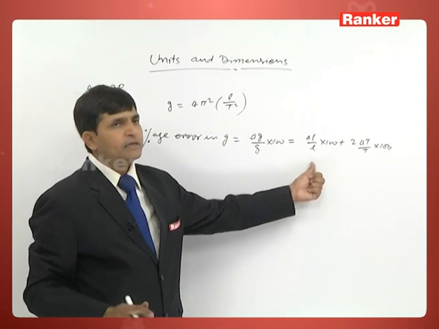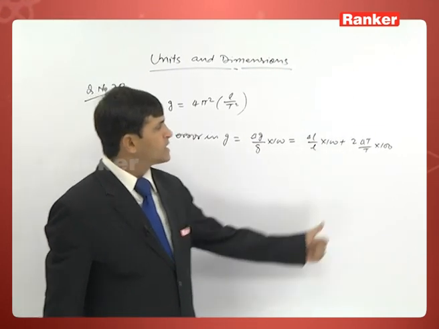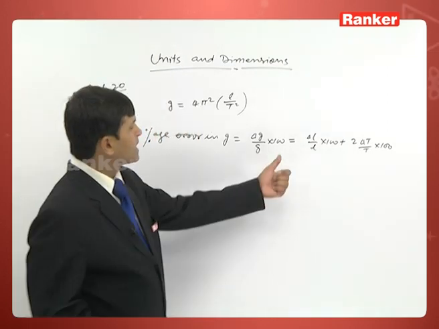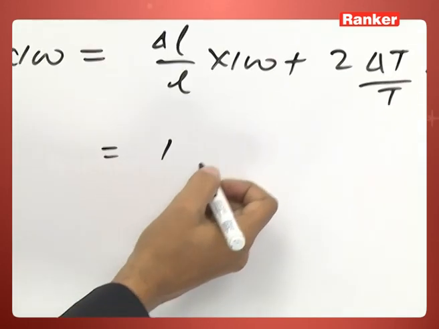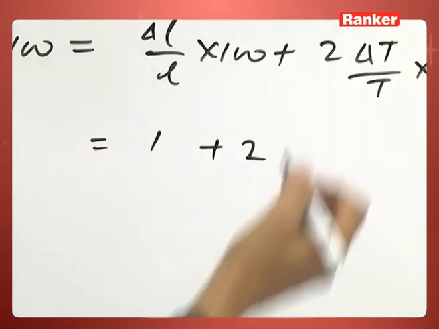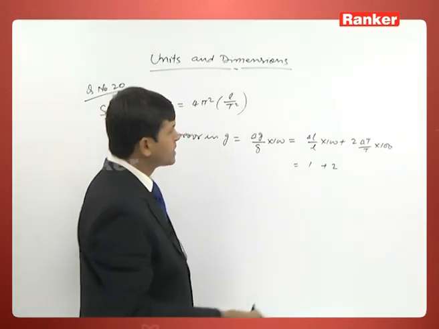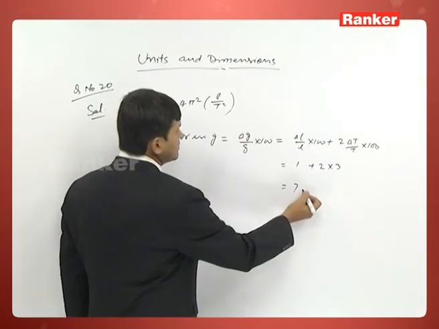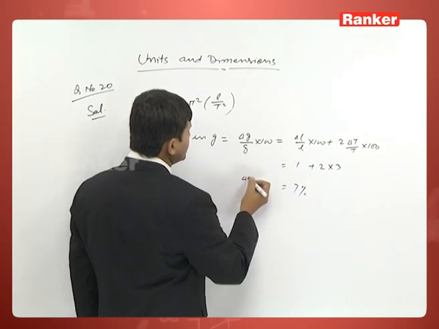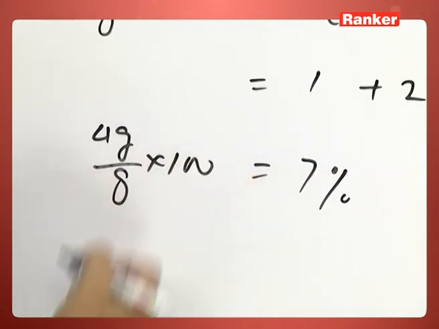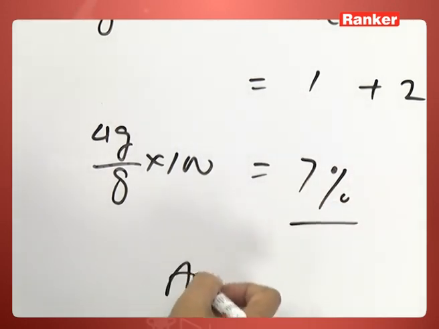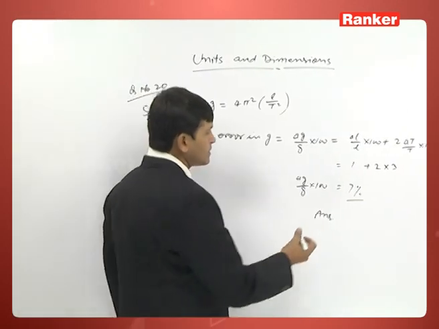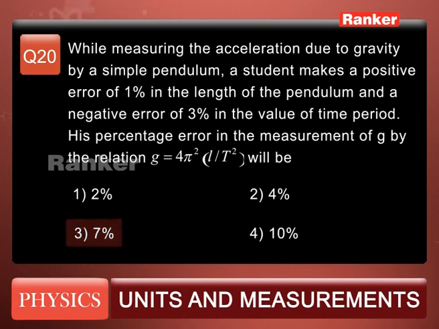So this term gives the error in the measurement of length, this term gives the error in the measurement of time. So as per the question, error in the measurement of length is 1% and error in the measurement of time is given here 3%. So 2 into 3, so total 7. So we can say the error in the measurement of g is 7%. So our answer is 7%, and the option third is matching with our answer. So correct option is option number 3.